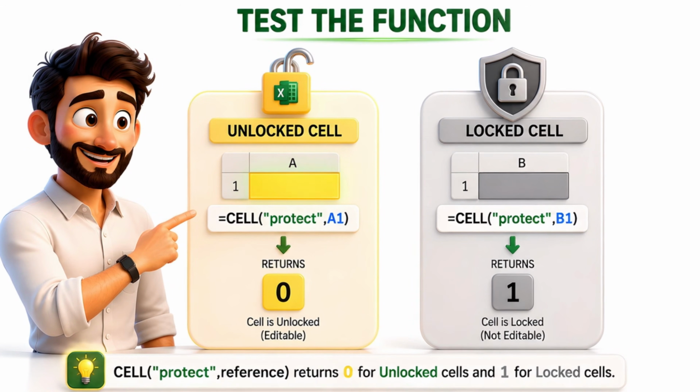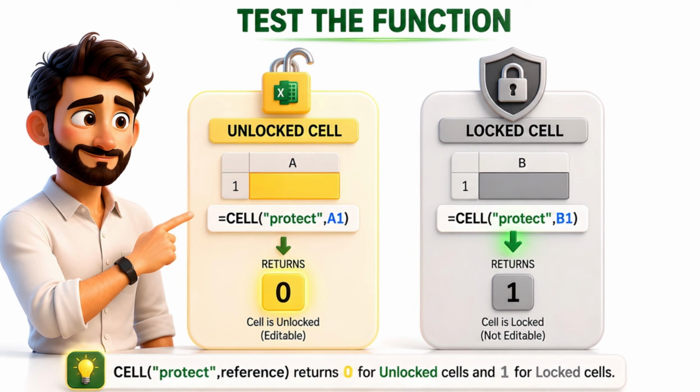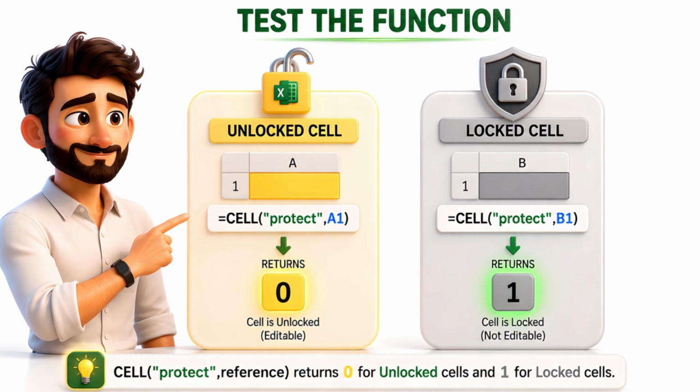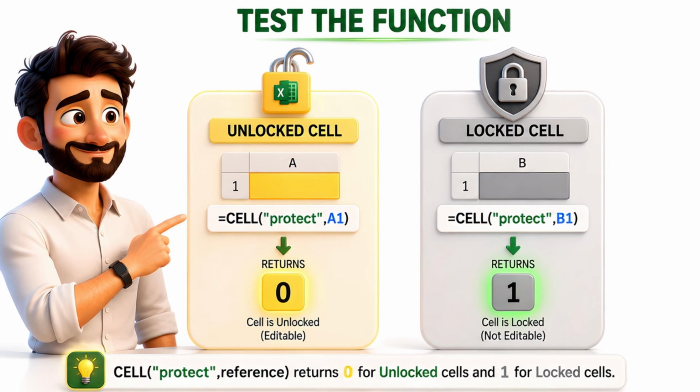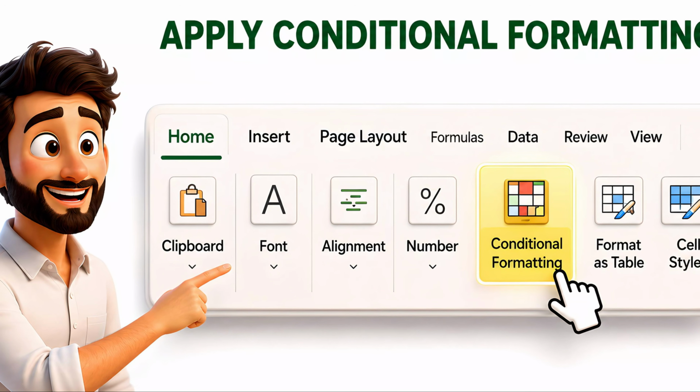The hidden function is CELL function. If the reference cell is unlocked, Excel returns 0. If it is locked, Excel returns 1. That's all the information we need. Now let's put that information to work.